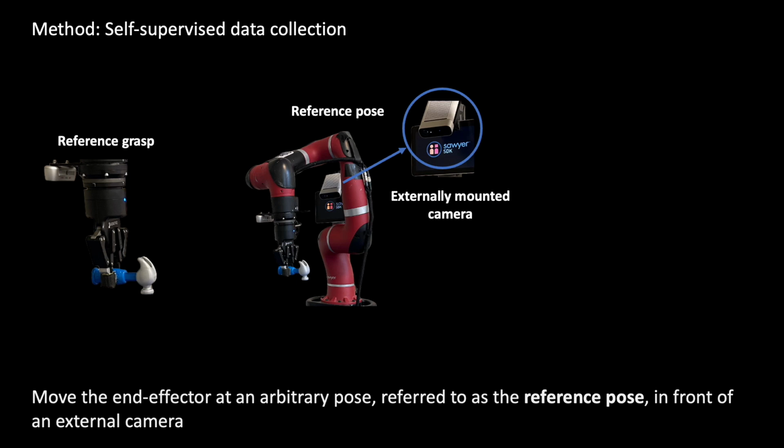Then, the robot moves to some random pose in front of an external camera. We refer to that pose as the reference pose of the robot, and that pose can be any pose as long as a grasped object is visible to the camera.